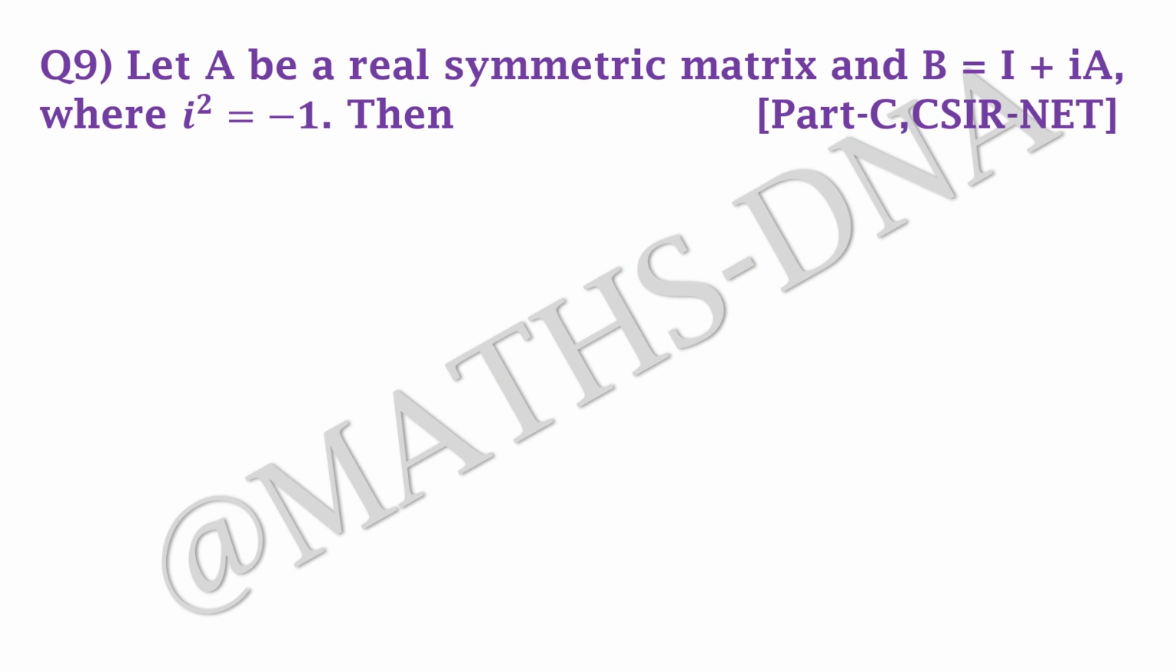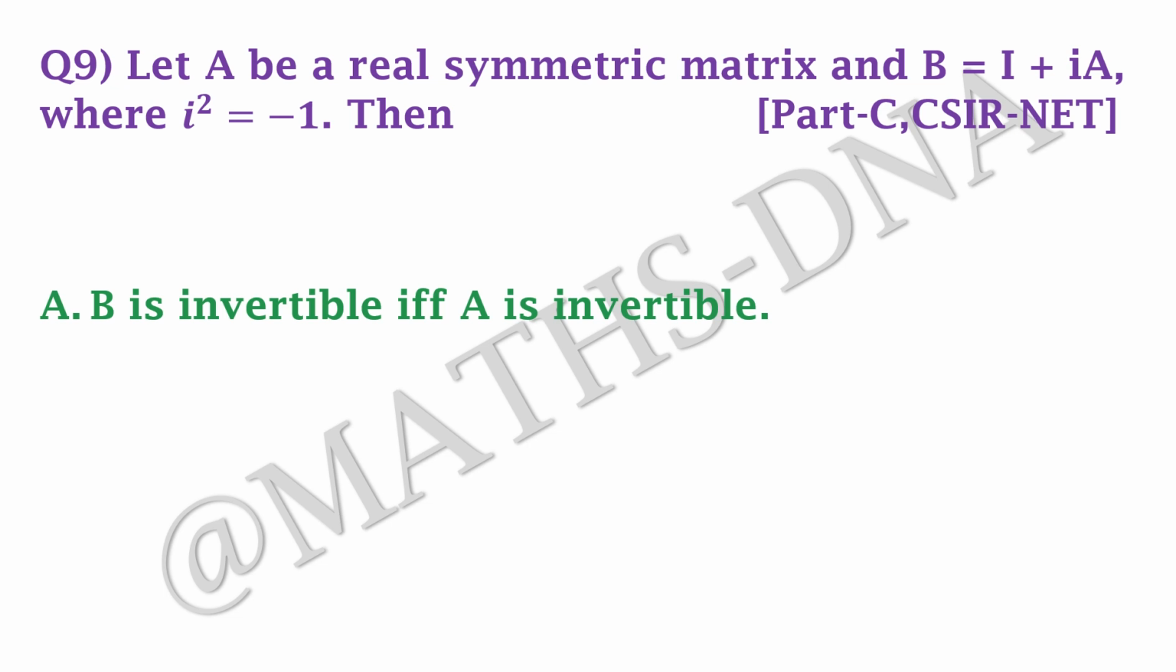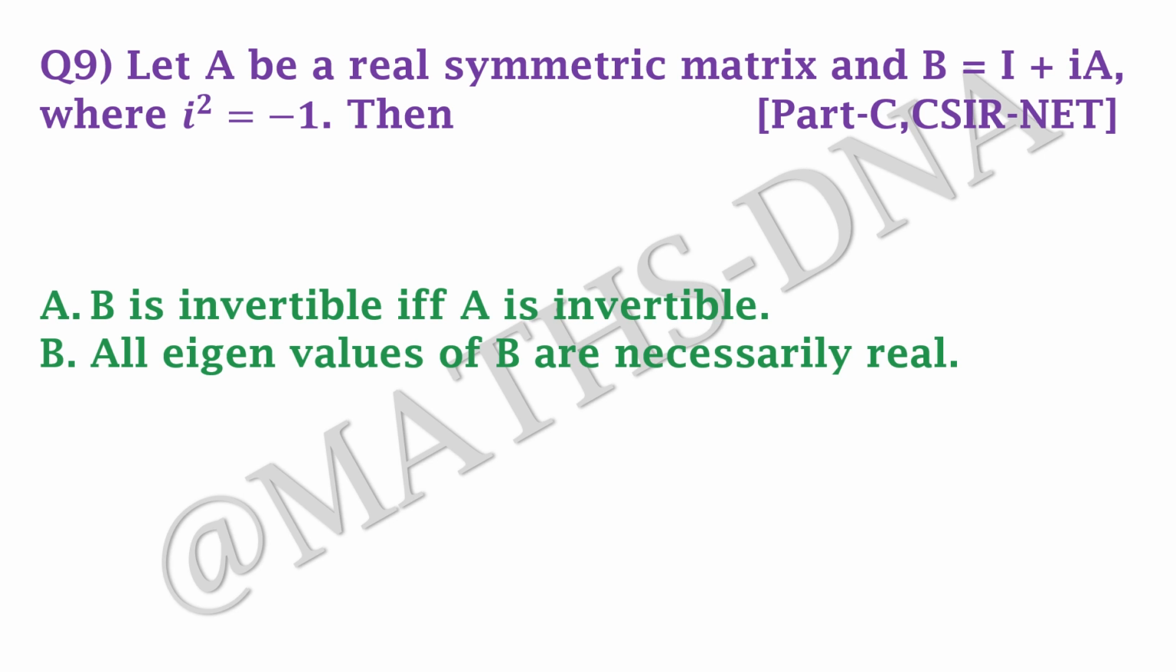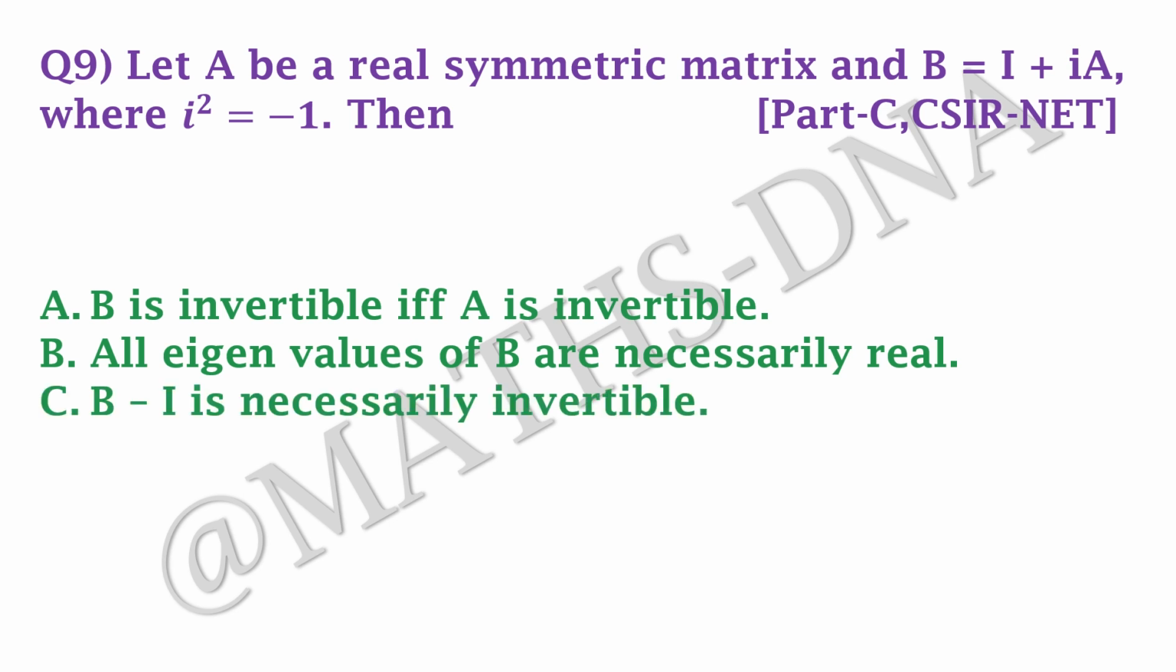Let A be a real symmetric matrix and B is equal to I plus iA, where i squared is equal to -1. This question was asked in Part C of the CSIR-NET examination. This is a very important question, and the options were: A, B is invertible if and only if A is invertible; B, all eigenvalues of B are necessarily real; C, B minus I is necessarily invertible; and D, B is necessarily invertible. You can pause the video over here and try it by yourself once.